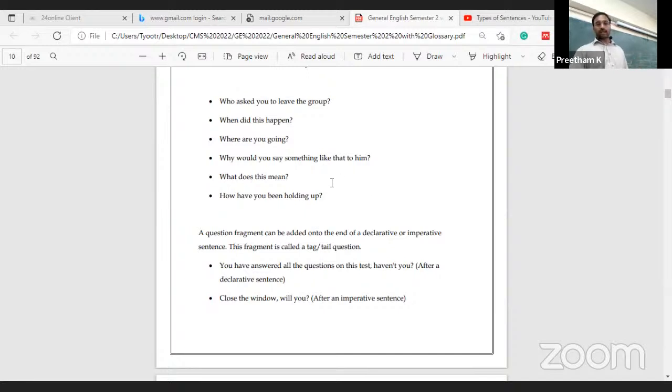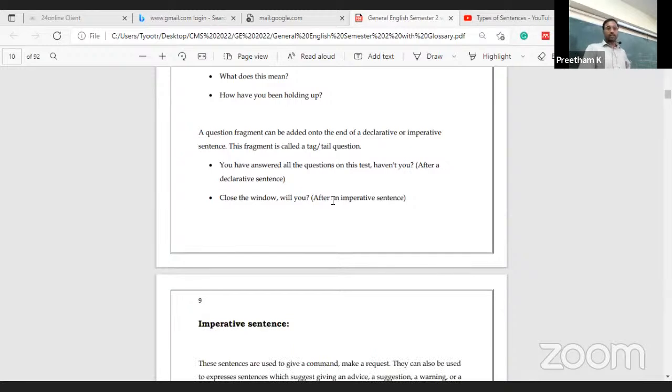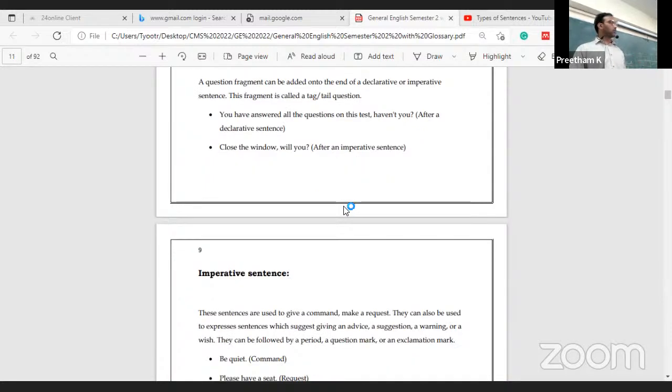A question fragment can be added onto the end of a declarative or imperative sentence. This fragment is called a tag or a tail question. Question tags, or tail questions. Usually the rule related to question tags is, if the given sentence is positive, the question tag will be negative. If the given sentence is negative, the question tag will be positive. You have answered all the questions on this test. You have answered, have answered is positive. The question tag or the tail question will be haven't you. Close the window. Will you? After an imperative sentence.